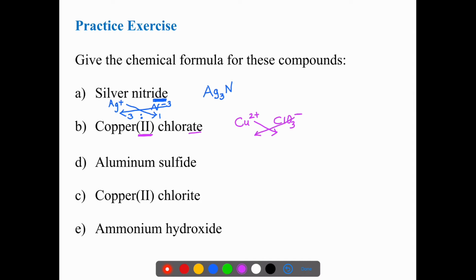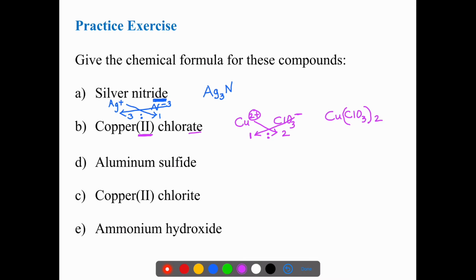So 1 negative becomes 1 as the subscript now. 2 positive becomes the subscript for chlorate. And make sure you simplify this. 1 to 2, that's already in a simple ratio. So you need 1 copper and 2 chlorates. Since this is polyatomic, we put a parenthesis and then put the 2 outside. So this is copper 2 chlorate.